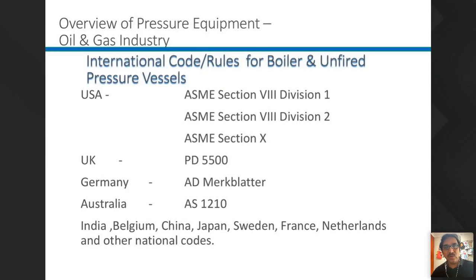And these are the various codes. Not only in America, slowly every country developed their design codes. In America, for pressure vessels and boilers, unfired, it's not fired, it's unfired pressure vessels and boilers, they use ASME, the American Society of Mechanical Engineers, Section 8, Division 1. It's a rule book, basically. You don't need to remember everything. I'm just sharing the information. In the UK, we've got PD 5500. Germany, AD 2000 Merkblätter, and Australia, AS 1210. These are industrially used codes. And every country has their own national codes, like Belgium, China, Japan, India, Sweden, France. You go to any country, they'll have their own boiler and pressure vessel codes.